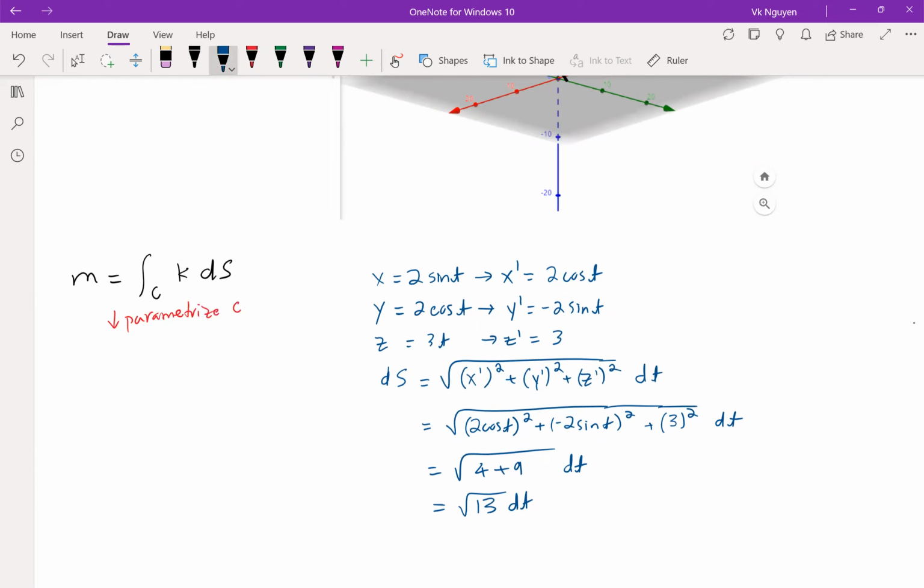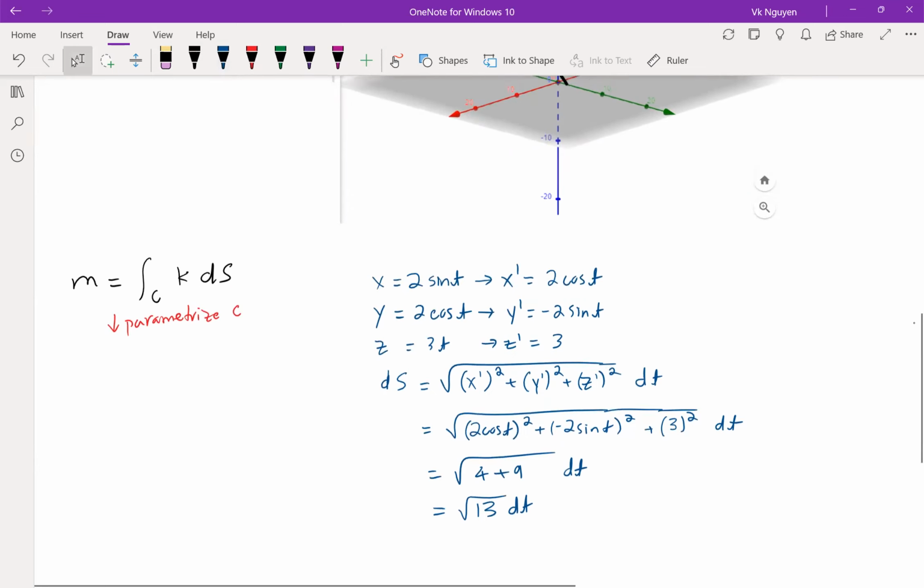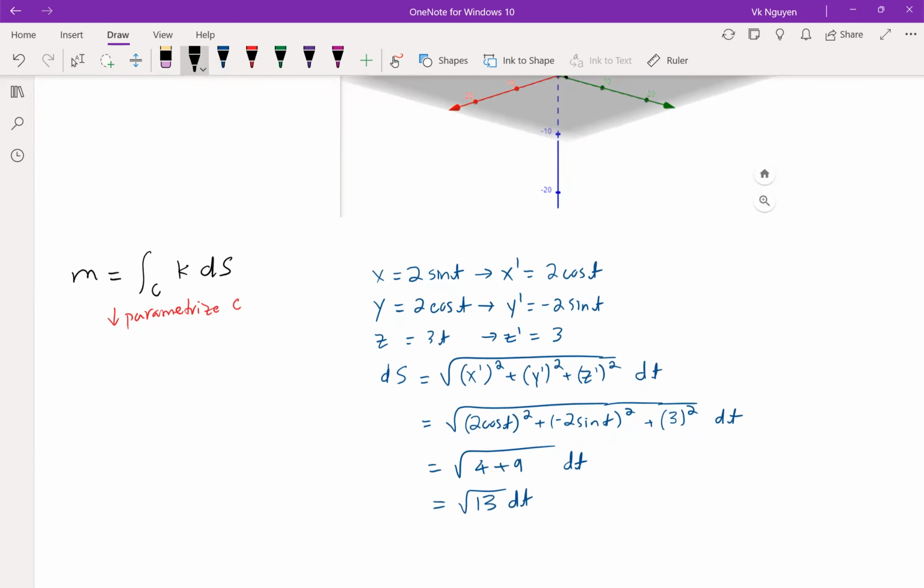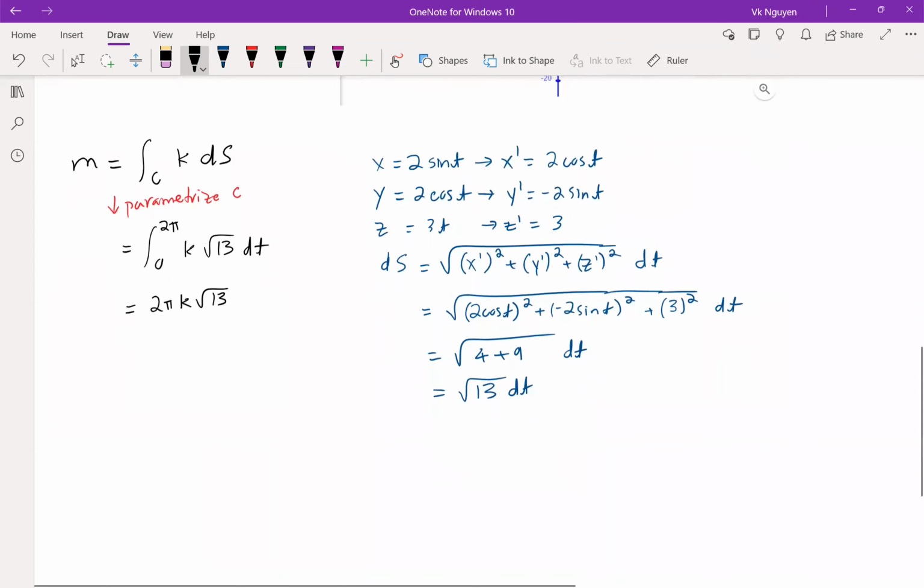Parameterize the curve C. Well, the parameterization is already right there. It's given in the problem. Zero to 2 pi, k root of 13 dt. And then from here, you see that it's just 2 pi k root 13. So that's the mass there. And I have to do the x bar, y bar, z bar.